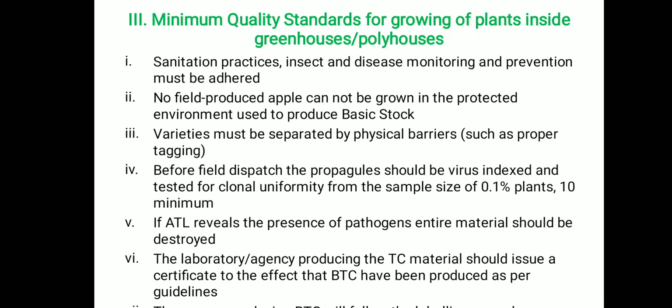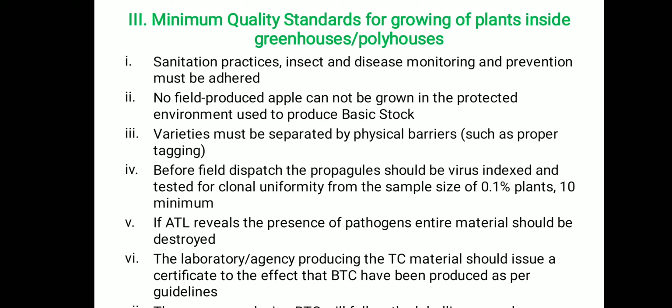Next we will see the minimum quality standards for growing plants inside greenhouses or polyhouses. Sanitation practices, such as keeping free of insects, diseases and dust, must be strictly adhered to. No field produced banana can be grown inside the protected environment to produce the basic stock, and varieties must be separated by physical barriers such as proper tagging or barriers. Before field dispatch, the propagules should be virus indexed and tested for clonal uniformity from a sample size of 0.1% of plants or a minimum of 10.